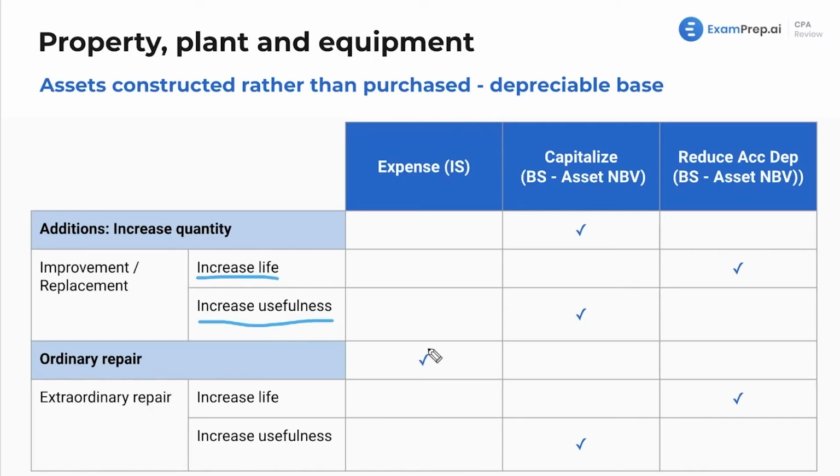Ordinary repairs, we expense. All right, we talked about that. Just you coming in, get a monthly repair guy coming in, he fixes it. That's expense. What about extraordinary repairs? Well, similarly, as we see up here, if it increases the life of it, we're going to reduce accumulated depreciation. And if it increases the usefulness, same thing, right? Capitalize. Awesome.